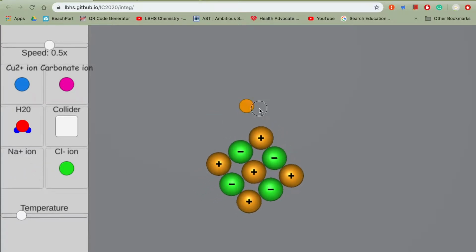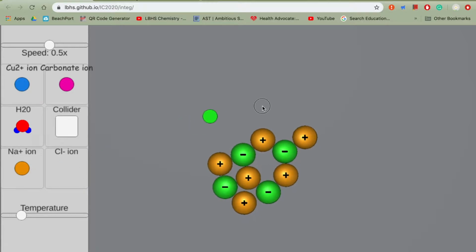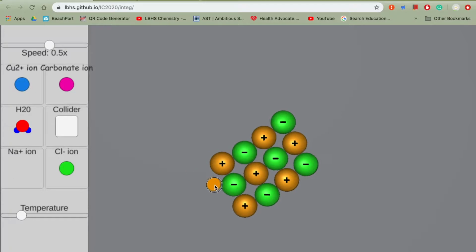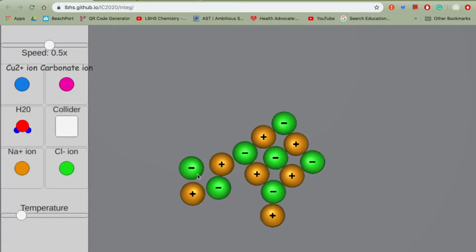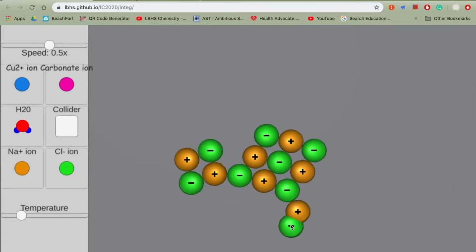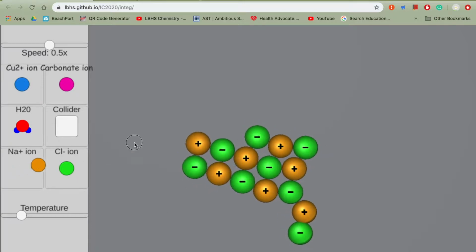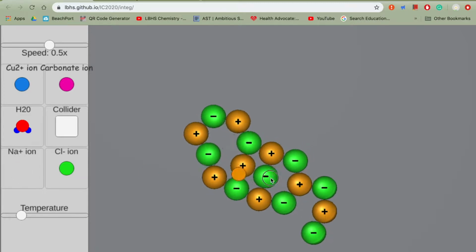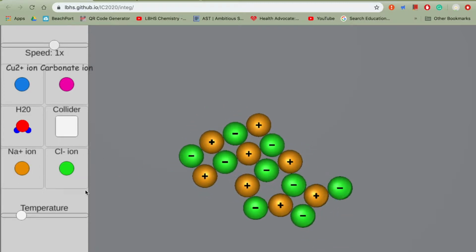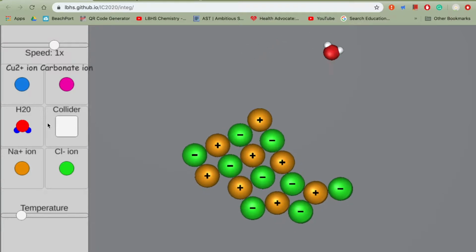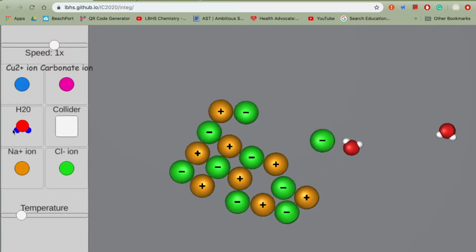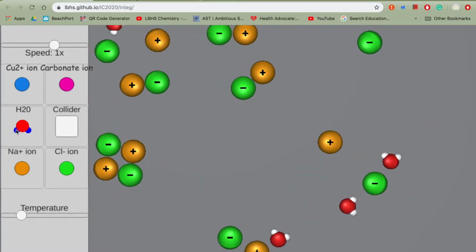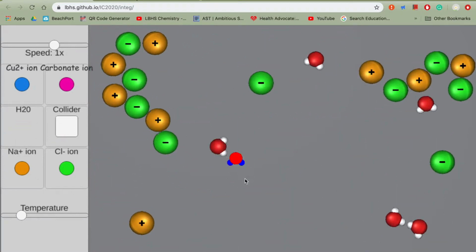The salt is visible to your eyeballs because there's many ions all attracted to each other, stuck together. You can see that the positives and the negatives are attracted to each other. And I can just keep going and making this lattice. However, when I add some water in, the water will break them apart. So add some water in.